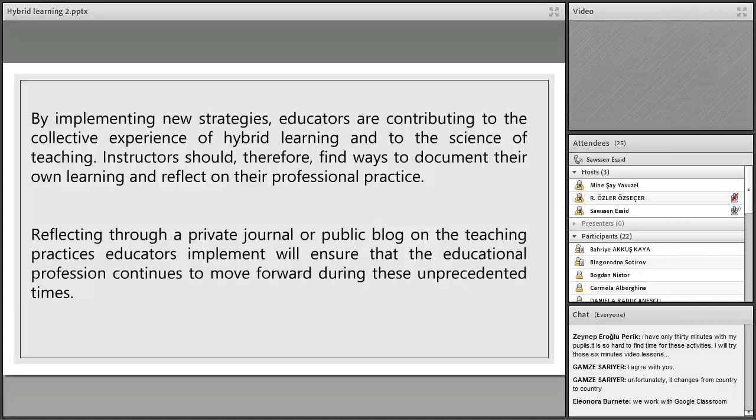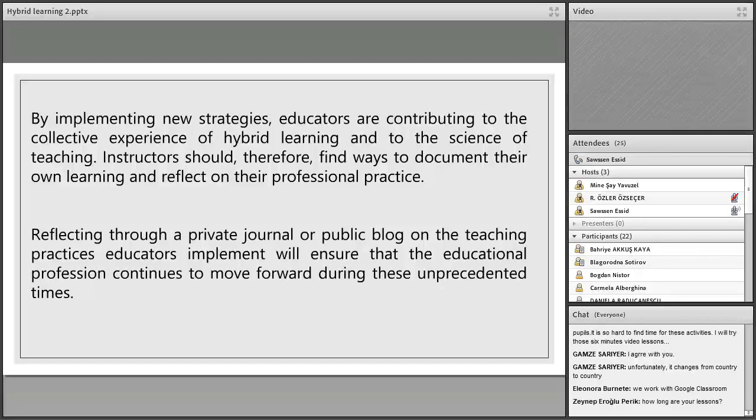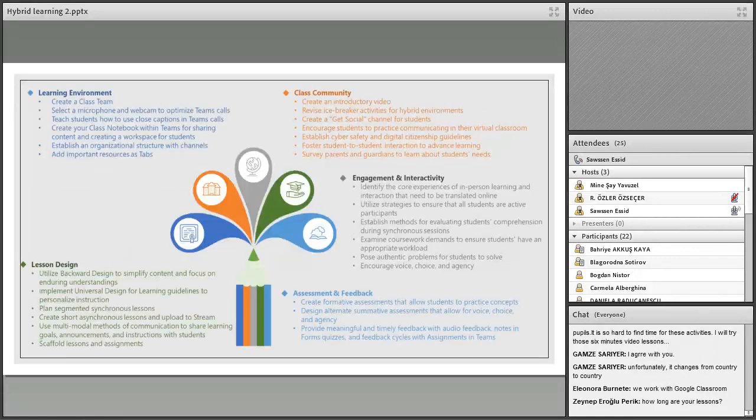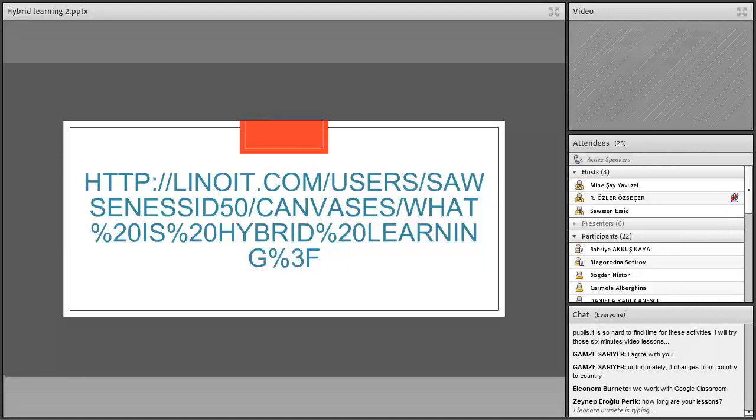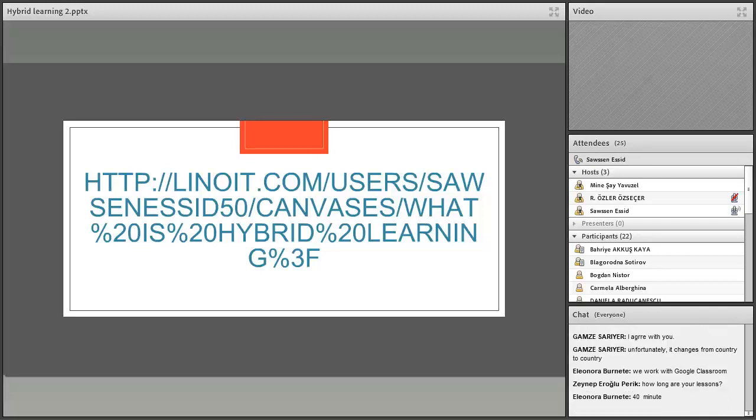Instructors should therefore find ways to document their own learning and reflect on their professional practice. Reflecting through a private journal or public blog, for example, on the teaching practices educators implement will ensure that the educational profession continues to move forward during these unprecedented times. This is, of course, about all the key elements that I was talking about in my slide presentation, my PowerPoint presentation.